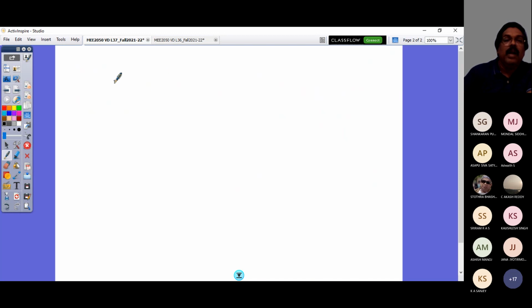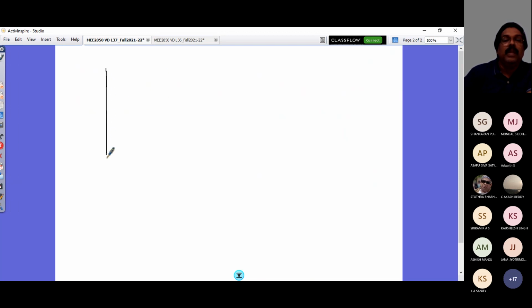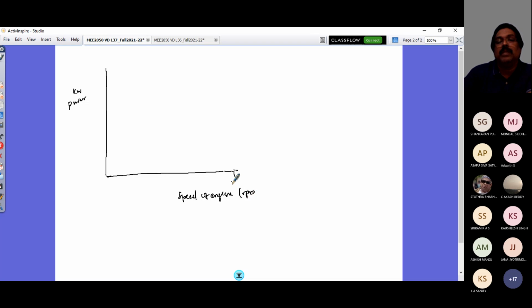So here I'm just going to take the output power in kilowatts. This is power of the engine. I'm going to draw that as a function of speed. So the speed of the engine, not vehicle, speed of the engine. The speed of the engine is generally given in RPM. Let me take the petrol engine or gasoline engine up to say 6000 RPM, just to take it.